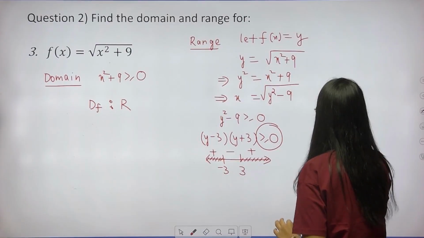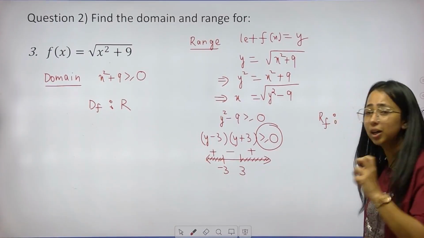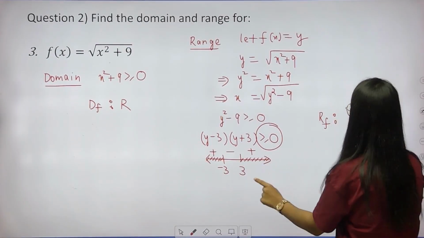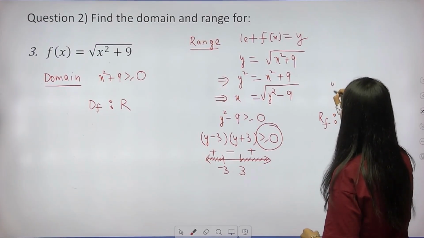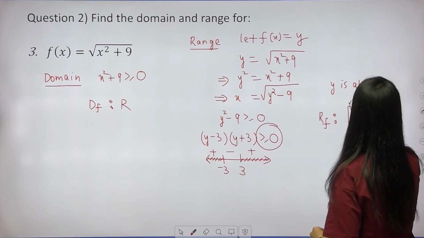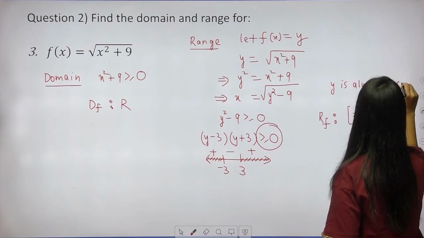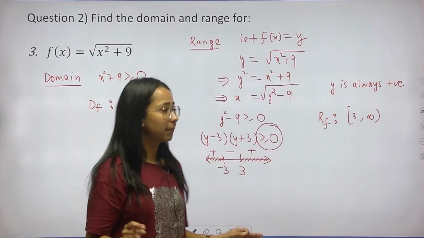Hence for range we'll take only the positive values. So our range will become 3 to infinity. Again, why? Because y is always positive. Okay, is this clear?